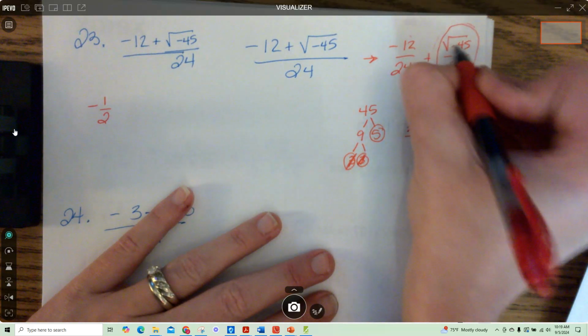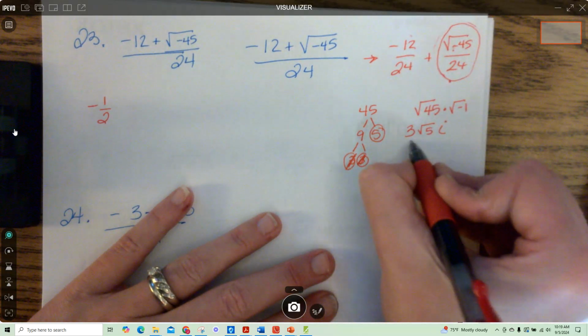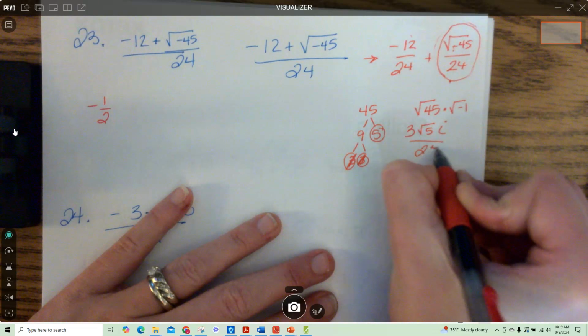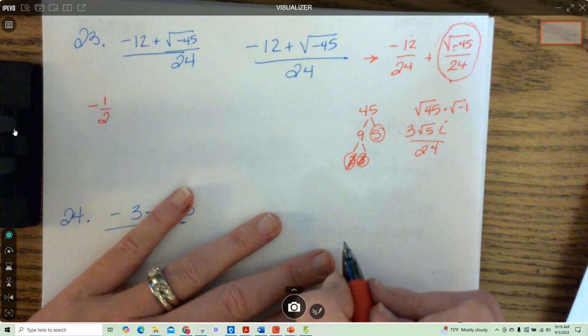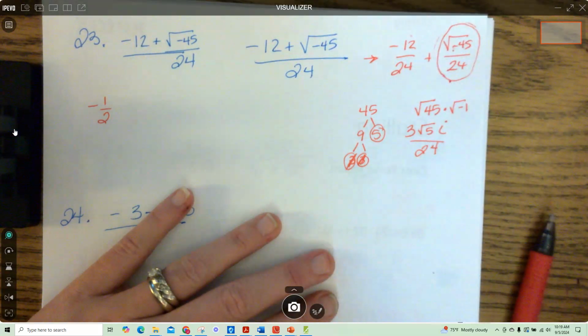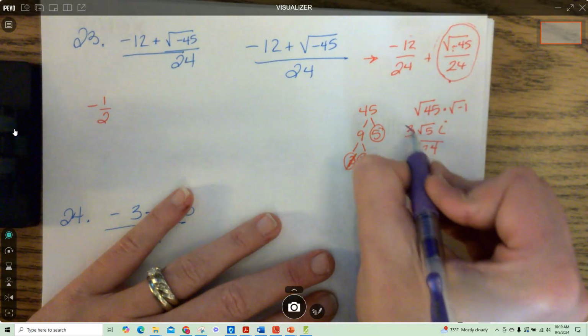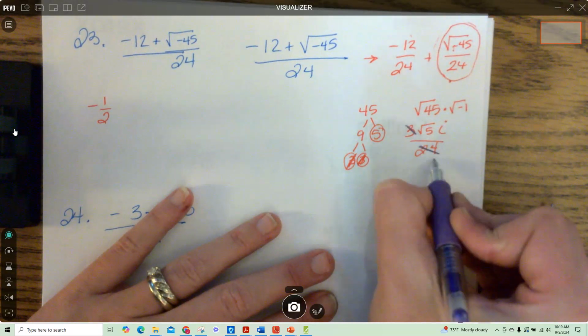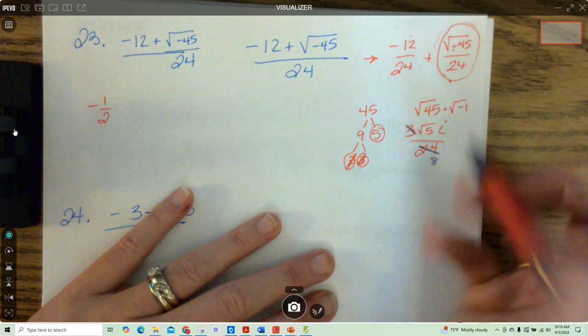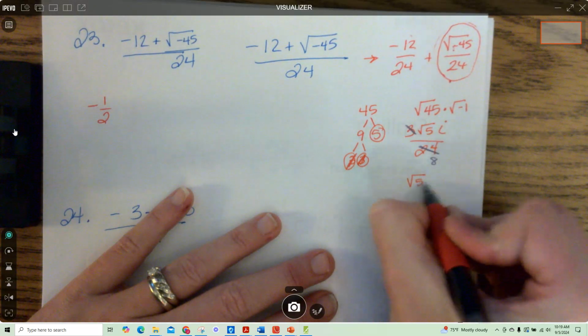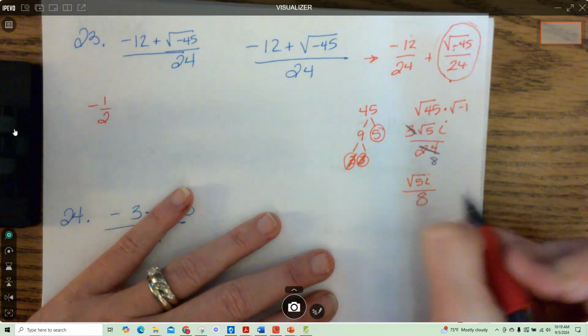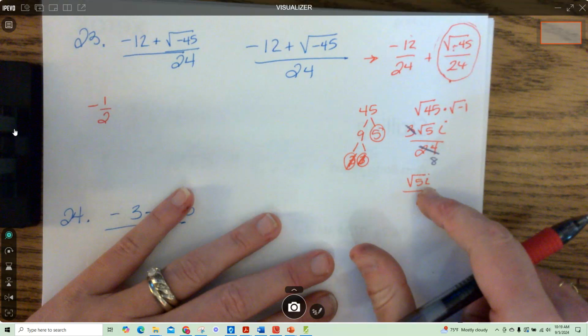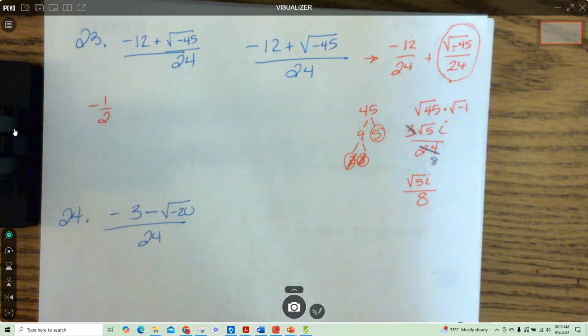Now, all I did was simplify this top part. It's still over 24. So if I factor a 3 out of this, I can factor this 3 out. I'm going to be left with an 8 down here. So I would have the square root of 5i over 8. That's this piece broken down.